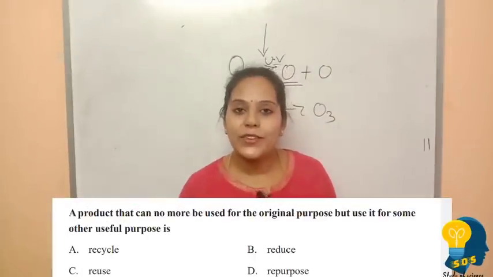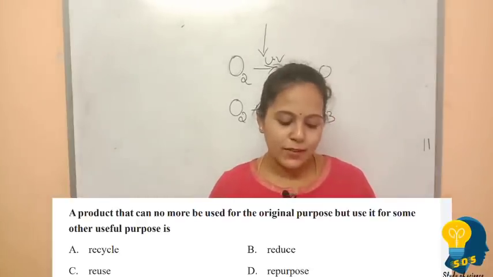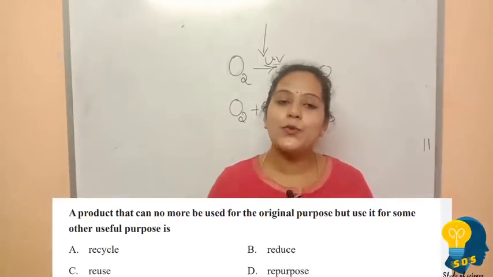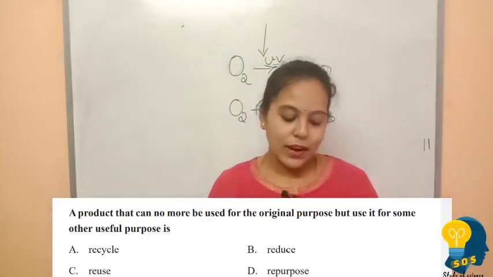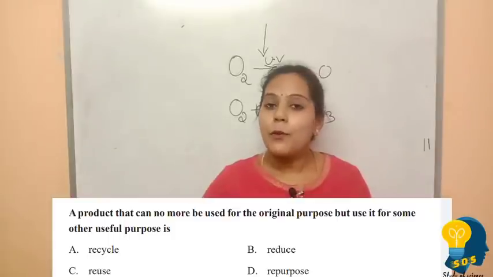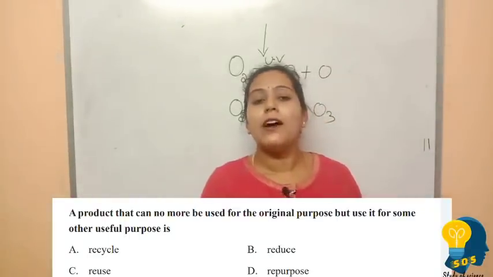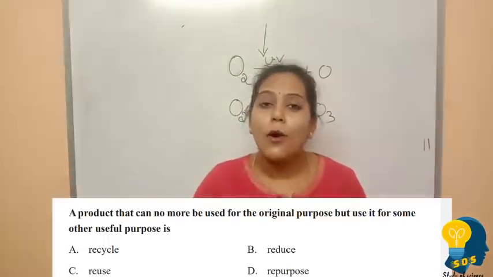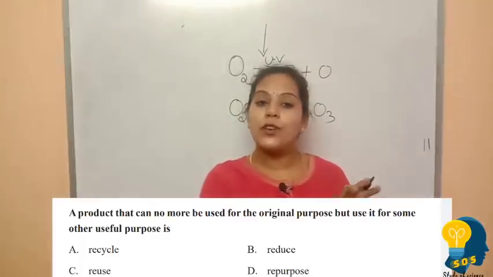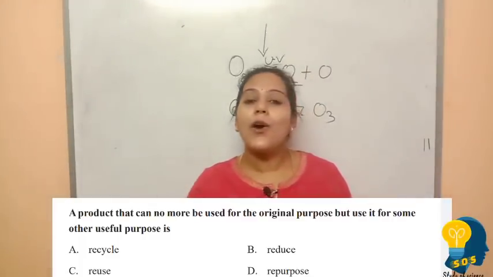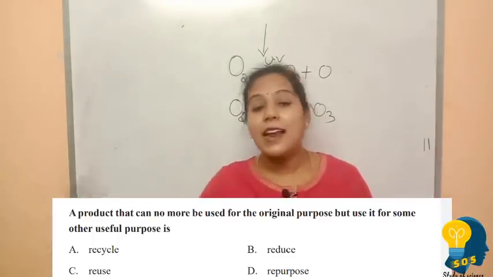So the next question is the product that can no more be used for the original purpose, but it is for some other useful purpose. So here options given are recycle, reduce, reuse, repurpose. See, when one product is not used for the same purpose, let us take an example of a water bottle. So when water bottle is not used for only filling the water, the same bottle is used for some other purpose, we are calling that as repurpose. We are using that same product for another purpose.